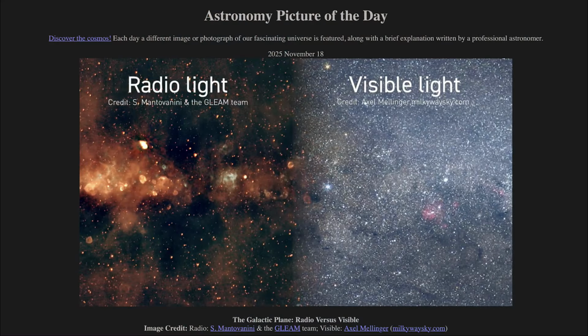So that was our picture of the day for November 18th of 2025. It was titled The Galactic Plane, Radio versus Visible.